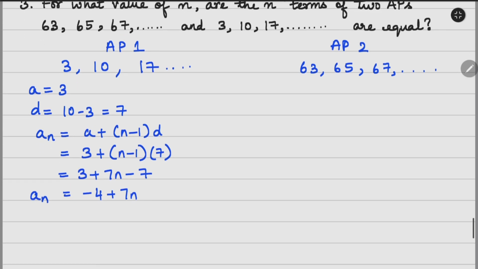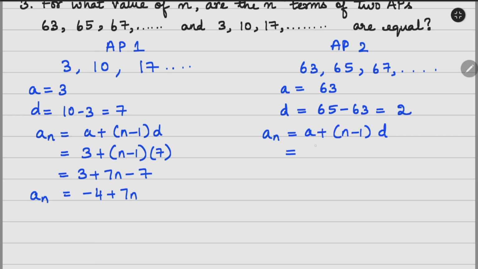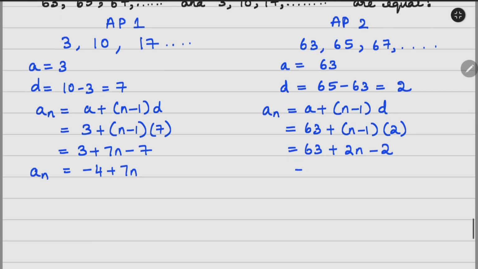Let's calculate the nth term of the second AP. So here A is nothing but the first term, which is 63. The common difference is the second term minus the first term, which is 2. So the nth term would be A plus n minus 1 into D. Let's substitute A and D. A is 63 plus n minus 1 into D, which is 2. So 63 plus 2n minus 2. So which will be 63 minus 2 is 61 plus 2n. So these are the two APs. So this is the nth term of the second AP. So let this be 1, let this be 2.